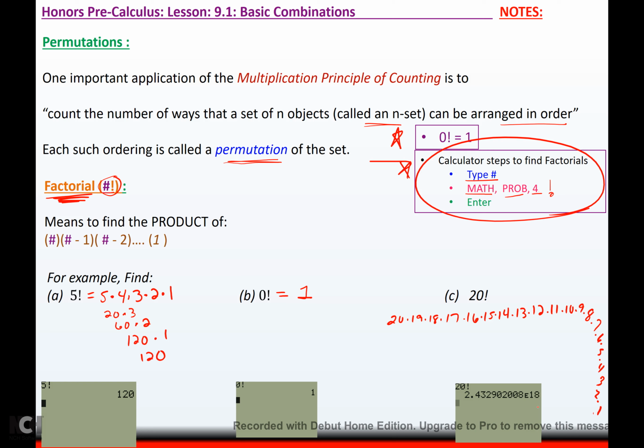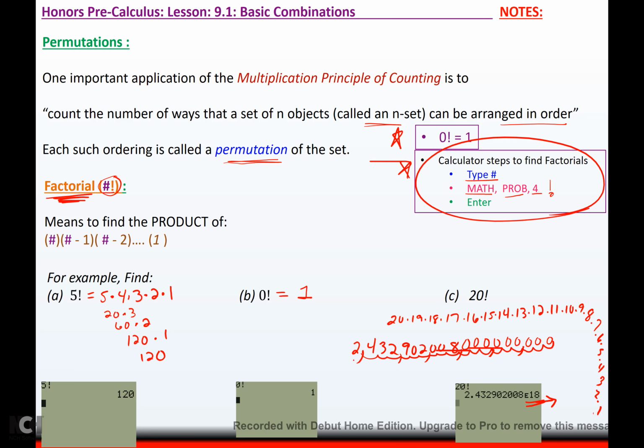Now, what does this 2.4 something E18 mean? What that means is that the decimal in 2.432902008 needs to move 18 places to the right. If it was E negative something, it would have to move to the left. So this decimal moves 18 places: 1, 2, 3, 4, 5, 6, 7, 8, 9, 10, 11, 12, 13, 14, 15, 16, 17, 18. And you fill all of those in with zeros. There's the actual number. I don't even know what that is.